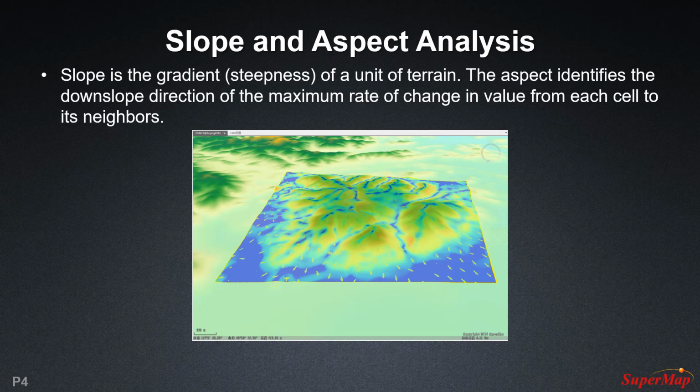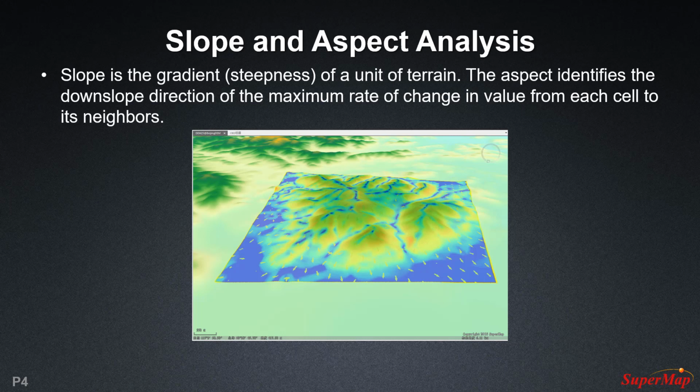The next one in our list is slope and aspect analysis. Now slope is the gradient or steepness of a unit of terrain. The aspect identifies the downslope direction of the maximum rate of change in value from each cell to its neighbors. Both slope and aspect are calculated at each point in the grid by comparing the point's elevation to that of its neighbors.